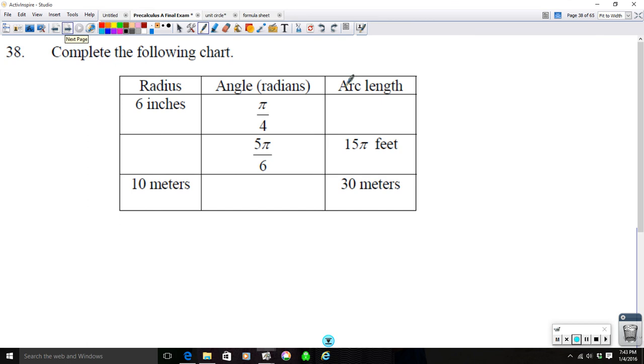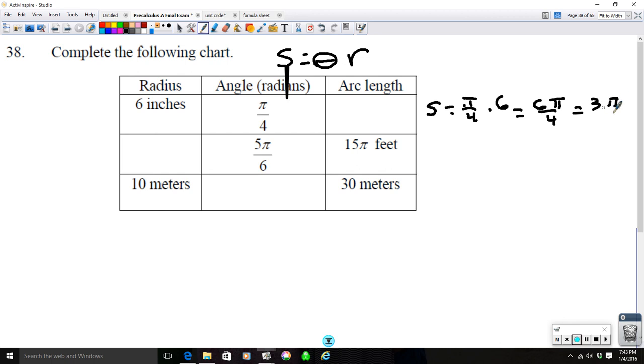This problem here, you are using the formula for arc length. So S, the arc length, is equal to the angle in radians times the radius. So for the first one, arc length is what we're trying to find, is equal to the angle, which is pi over 4, times 6. So this gives you 6 pi over 4, which simplifies to 3 pi over 2 inches.